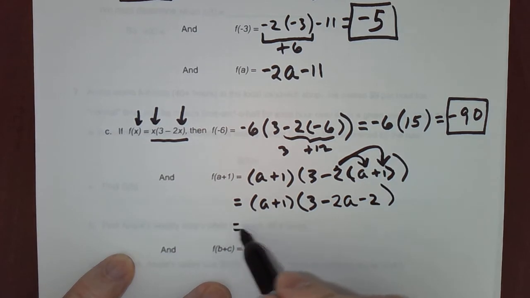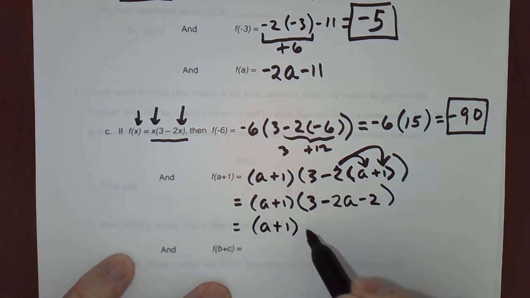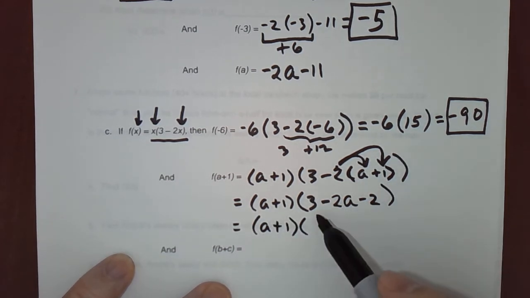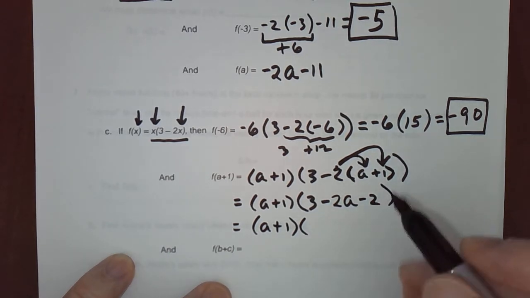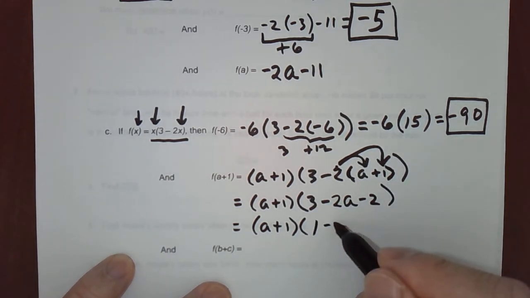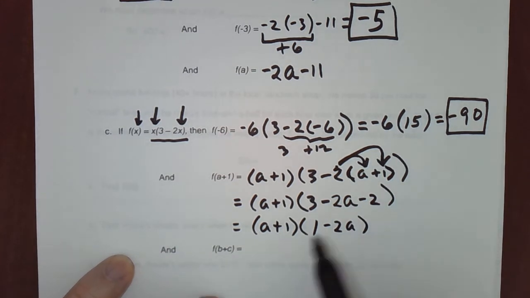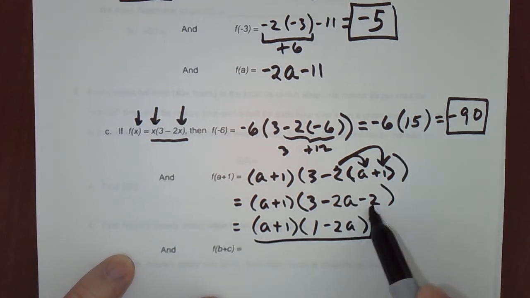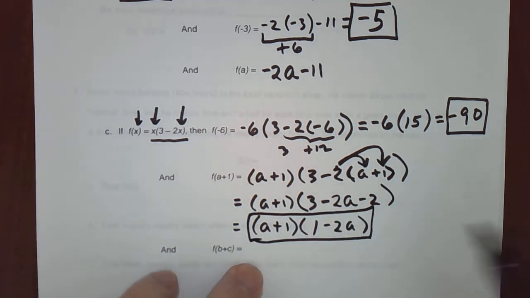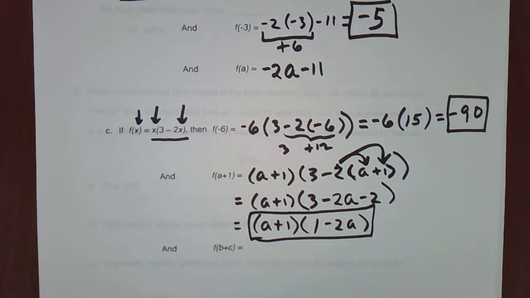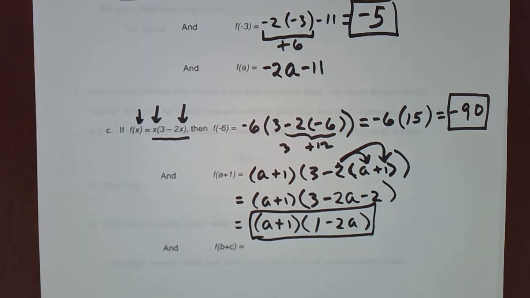And finally, we get a plus 1 times, well, the like terms are the 3 and the negative 2. So 3 minus 2 is just 1 minus 2a. This would be the final answer. If you wanted to FOIL it out, that would be perfectly fine. But this is still considered simplified, kind of a factored form, if you will.